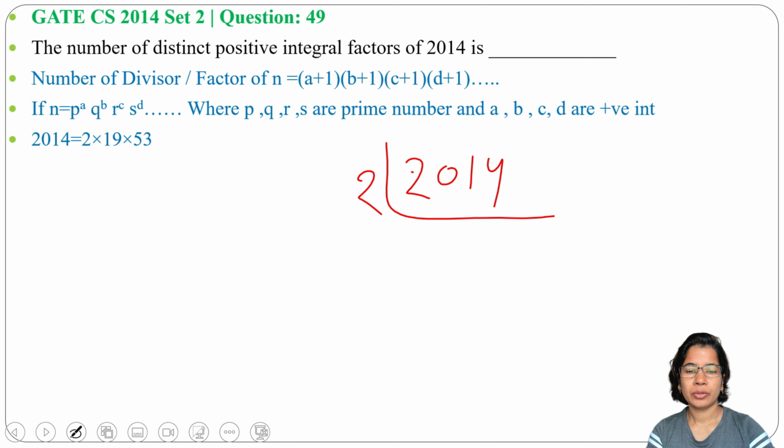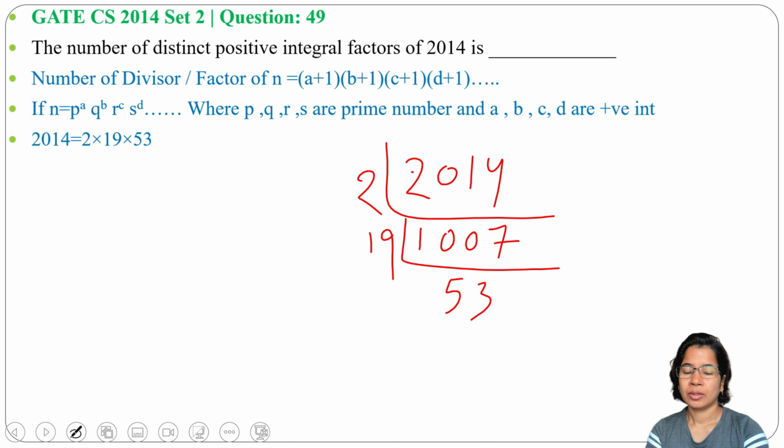2014 divided by 2, it will be 1007. So then it is 19. Here it will be 53. So 2 power 1, 19 power 1, 53 power 1. These are the prime numbers.